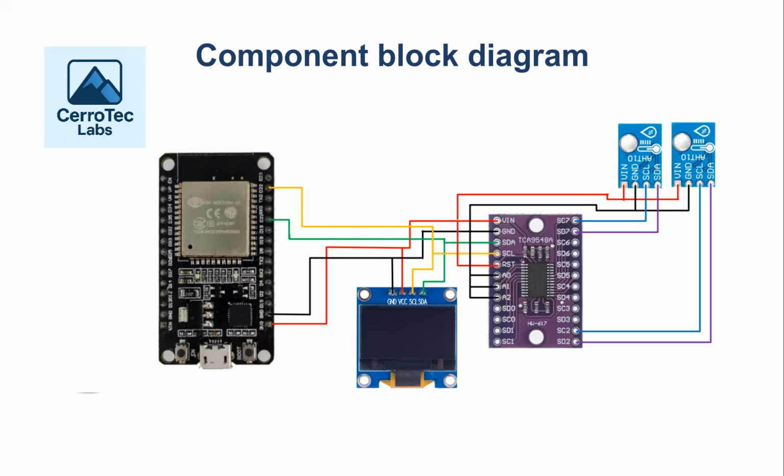The SDA pins of the AHT10 sensors are tied to the SDA pins of channels 2 and 7. The SCL pins of the AHT10 sensors are tied to the SCL pins of channels 2 and 7. The multiplexer works by sending a command to it to select the channel to communicate with, in our case channels 2 or 7, and then sending device commands to the selected device to read the temperature and humidity values.